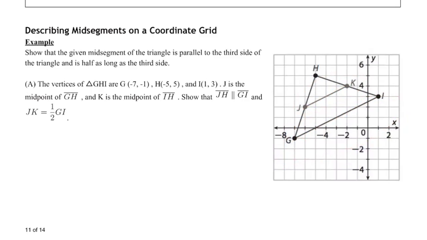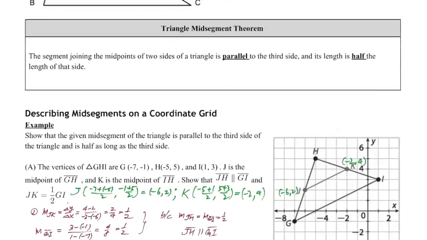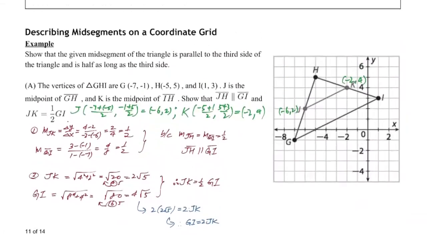All right, we're back. Hopefully you found what the coordinates of J and K are. I didn't mention it just before the pause, but J is the midpoint, so you have to use the midpoint formula, and same for K. Here it is. J is the midpoint of these two, so we have negative 7, comma negative 1, and then what we have here is H at negative 5, 5.